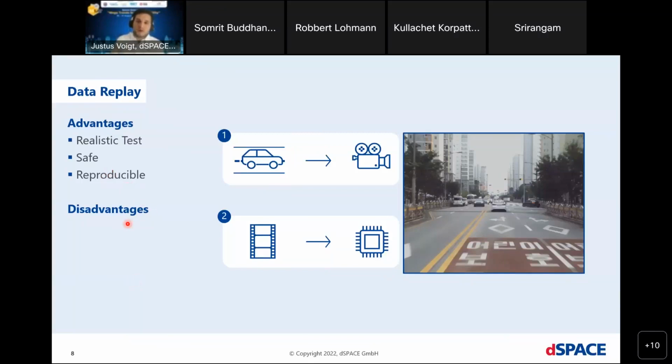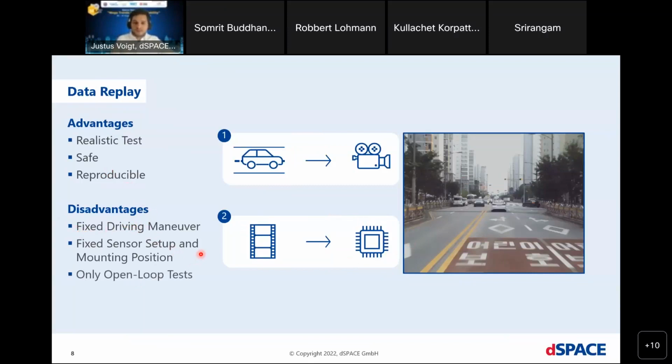The recorded driving maneuvers are fixed. I can't change them in data replay. To get further tests, these must first be produced at great expense. Furthermore, the sensor setup can no longer be modified. This leads to problems, especially if the installed sensor technology is not yet finalized. And another weak point is that these are exclusively open-loop tests. So if, for example, my algorithms decide to brake, the data replay will not take it into account.